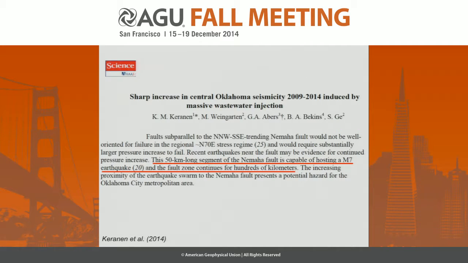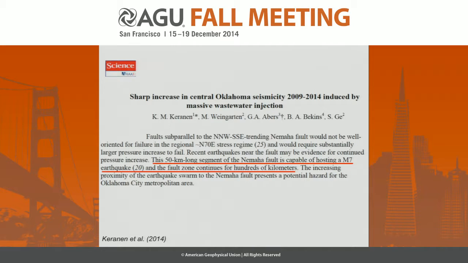Now, in the January 2014 paper by Karan et al., which was a very nice paper with the following exception, they speculated that the Nemaha Fault could potentially be reactivated by fluid pressure changes. The Nemaha Fault is a very big fault. It essentially runs right along the edge of Oklahoma City. And a large earthquake on that fault would have very dire consequences.